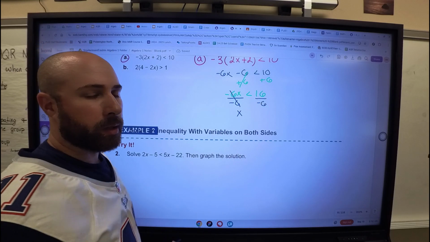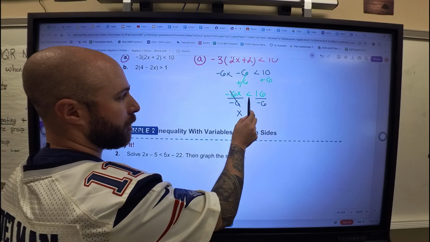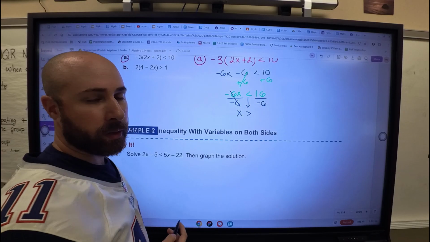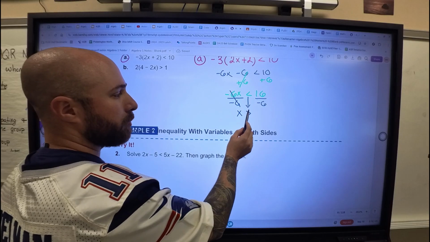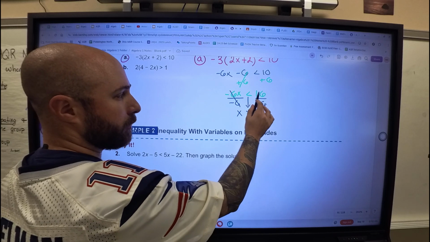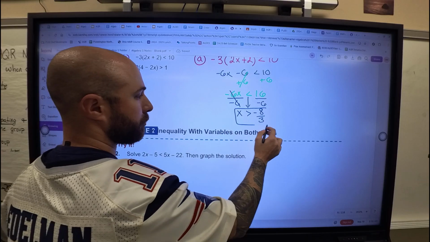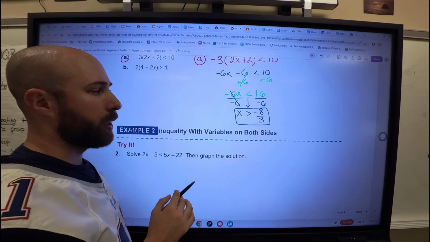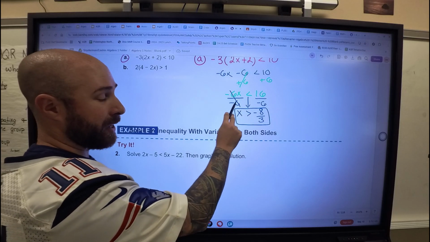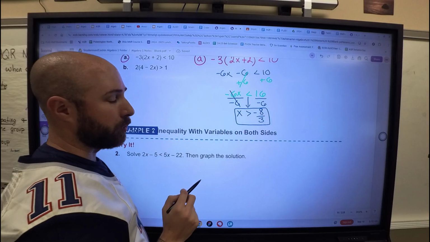And the most important thing that happens here is because we are dividing by a negative number, the sign of our inequality is going to change directions. So originally it was a less than symbol, now it is a greater than symbol. And we reduce our fraction of 16 over negative 6 to negative 8 over 3. So one of the most important things with solving with inequalities is that when you divide or multiply by a negative number, you have to flip the direction of your inequality symbol.